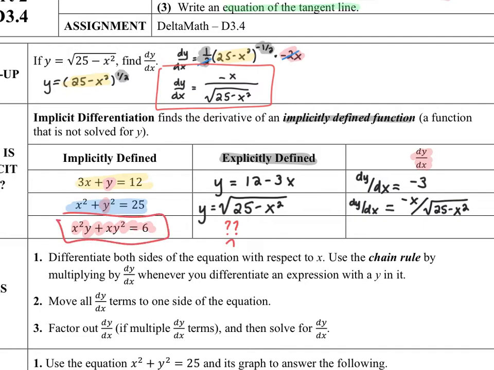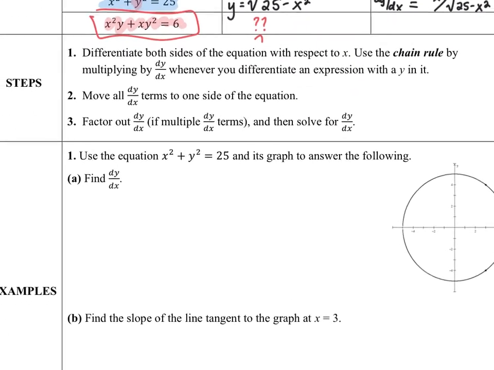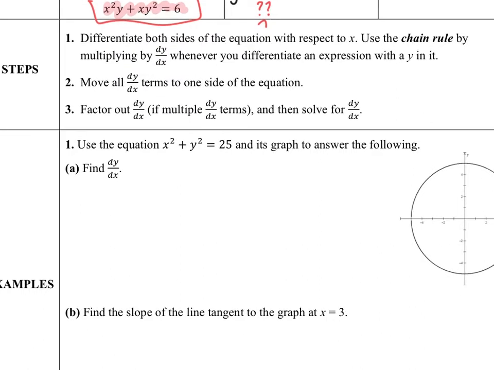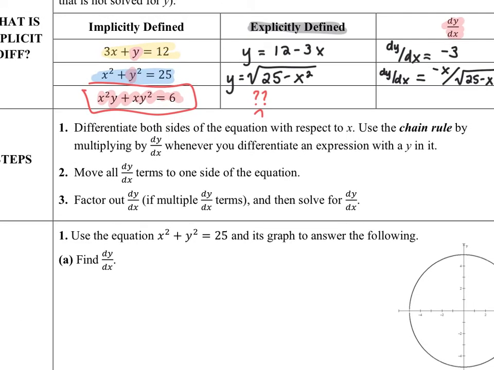Here are the steps for implicit differentiation, and they won't make much sense unless we're doing it along with an example. So we'll go through the steps as we work through this first example. And I'm using the equation x squared plus y squared equals 25. Notice that is this one that I've done right here already. So I'm going to just skip this step of solving for y and just see if I can find that derivative straight from that original equation.